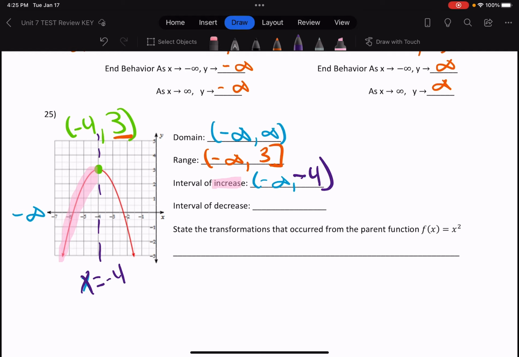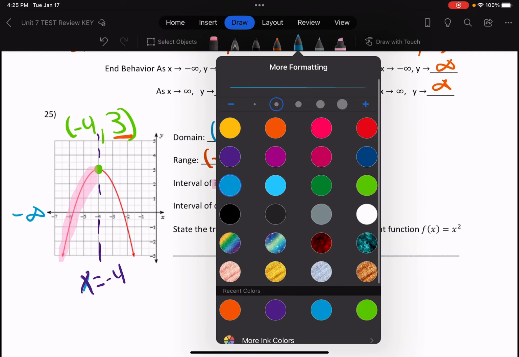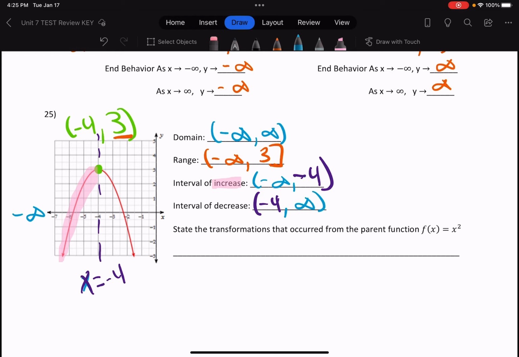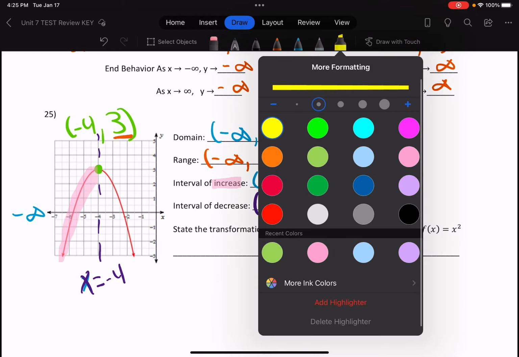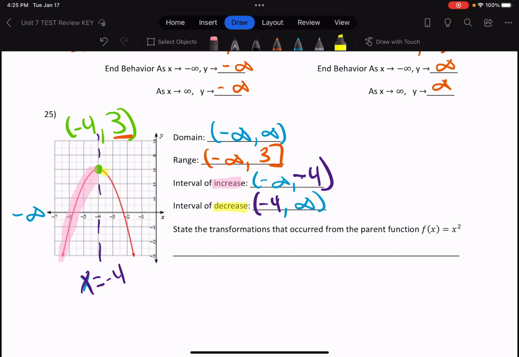Which means that my interval of decrease has to start at -4, and it's now going to continue on to +infinity. So this is where my function is decreasing. So it's going downhill.